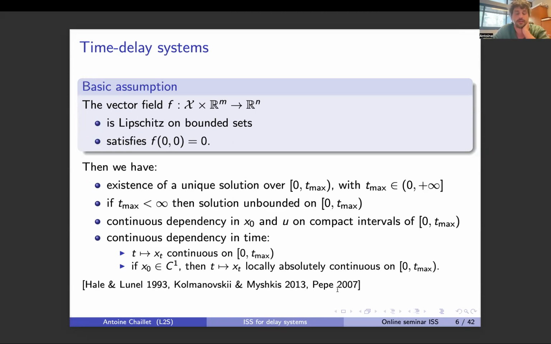You can also see the paper by Pierdomenico Pepe in 2007, who started to extend the ISS framework to time delay systems.